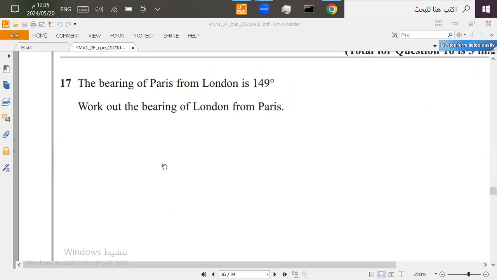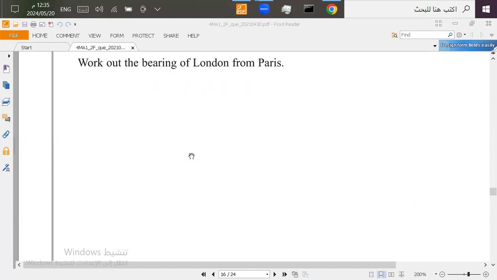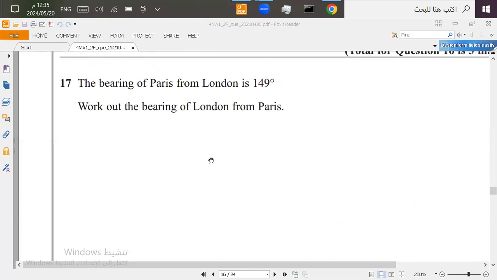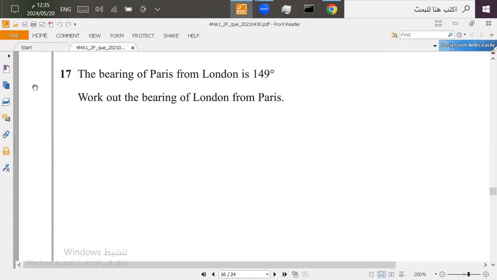Question 17. The bearing of Paris from London is 149. Work out the bearing of London from Paris. Now, you don't have to draw the shapes, but I just want to draw so I can explain the idea of bearing. So we have 2 points, Paris and London. Let's say this is London, let's call it L. And this one here is Paris. Let's connect them with a line.